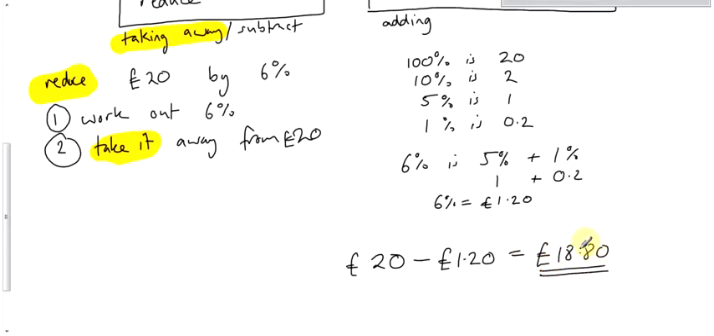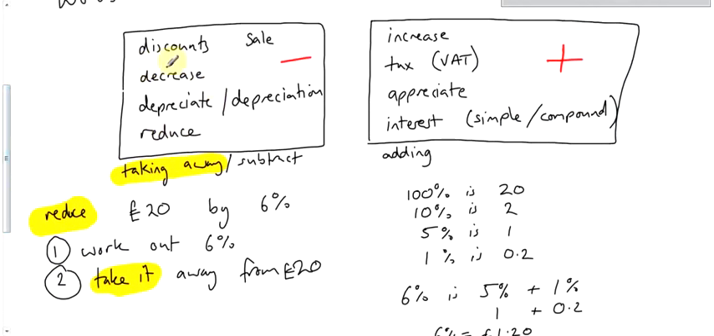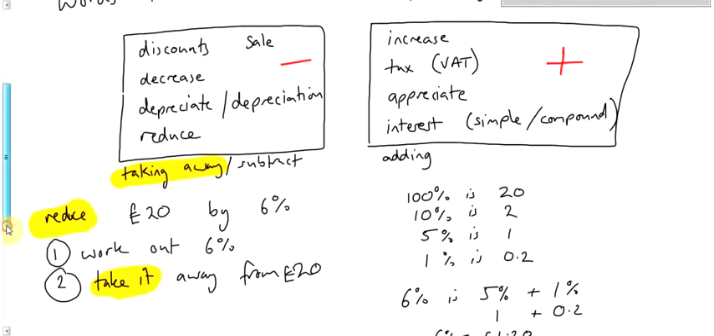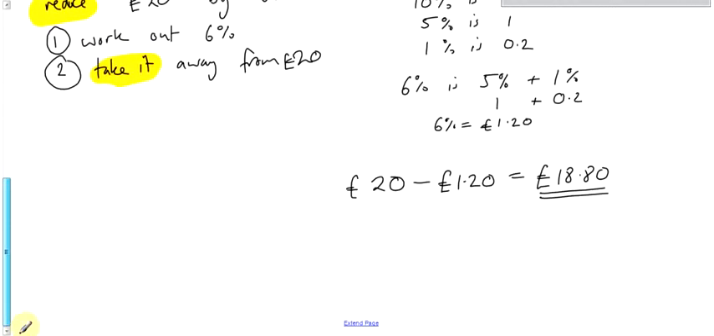And that's our answer there. So any of these words here, turning up here, would have told us that we have to take it away. So you've got two problems. You've got, can you work out what the percentage is, and then do you know what to do? Do you know whether it's a taking away or an adding problem? So let's just look at an increasing problem now.